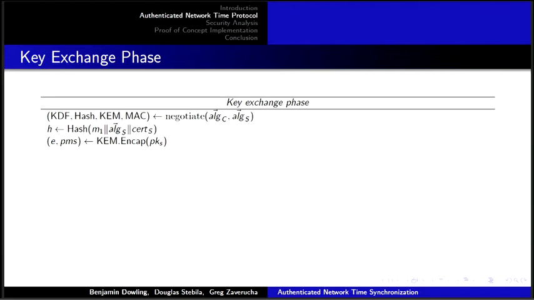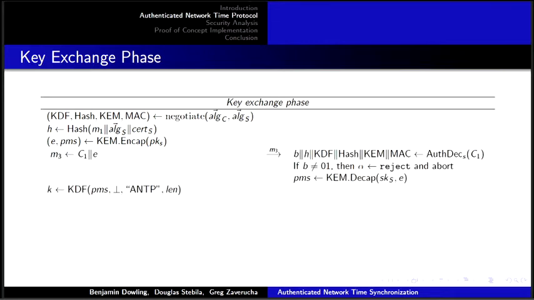Now we get to the key exchange phase, where the client first negotiates the optimal set of cryptographic algorithms. It also generates the same hash value, and then uses the negotiated key encapsulation mechanism in order to generate a ciphertext and a pre-master secret. Sending across the opaque value that was sent across in the negotiation phase, along with this ciphertext, the server decrypts the opaque value and also generates the pre-master secret based on decapsulation of the ciphertext.